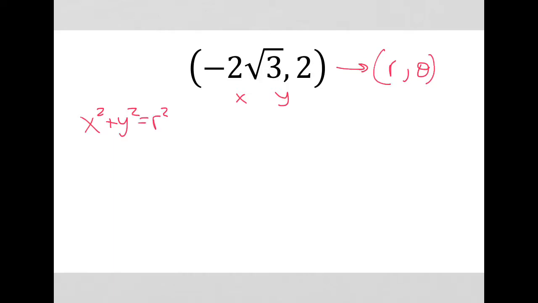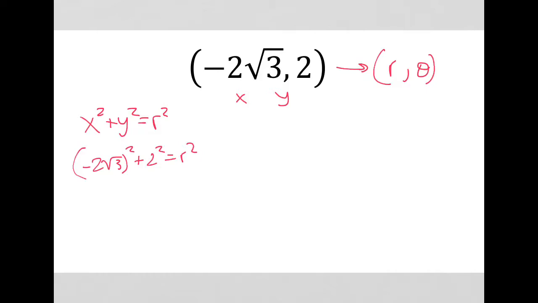And that's just coming from the triangle with adjacent side of x, an opposite side of y, and a hypotenuse of r. And so we can directly substitute these pieces in and say negative 2 times the square root of 3, squared, plus 2 squared equals our r squared. And so let's go ahead and square this stuff.